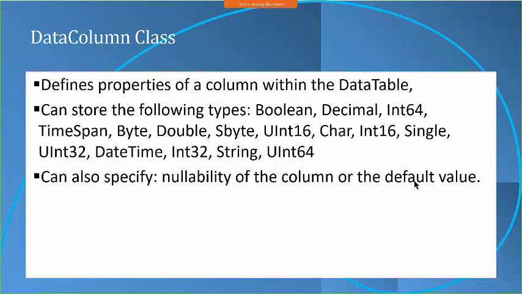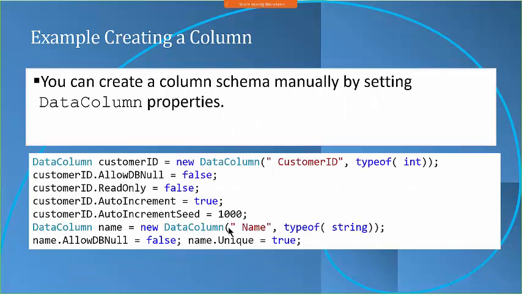So the data column class that's in a data table has properties that define what's within a data table. And it can store information for a Boolean, decimal, integer, timespan, byte, double, pretty much anything that you would typically use, including string. And you can also specify whether a column is nullable or not. So basically, you have the same settings as you would in SQL for defining data. A single. I believe that is probably an 8-bit integer. So single is an 8-bit integer.